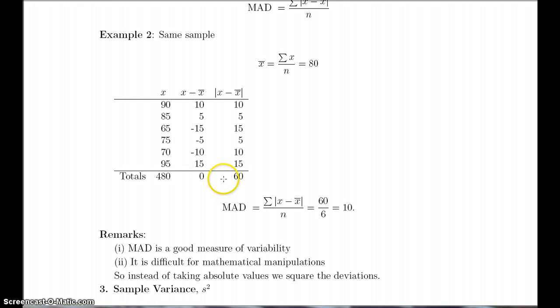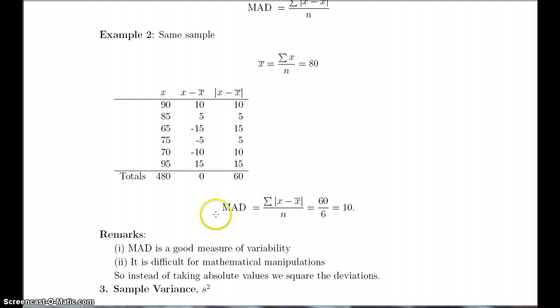Remember, the sum here is always 0 because you have measurements on either side of x bar, while here it's 60, the total. So we add all of these, 10, 5, 15, 5, 10 and 15, that adds up to 60, and then we divide by n, which is 6, and that gives us a mean absolute deviation equal to 10.